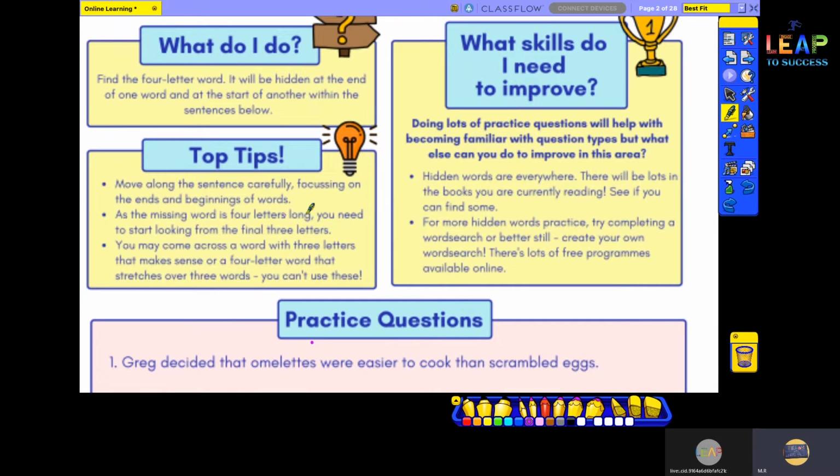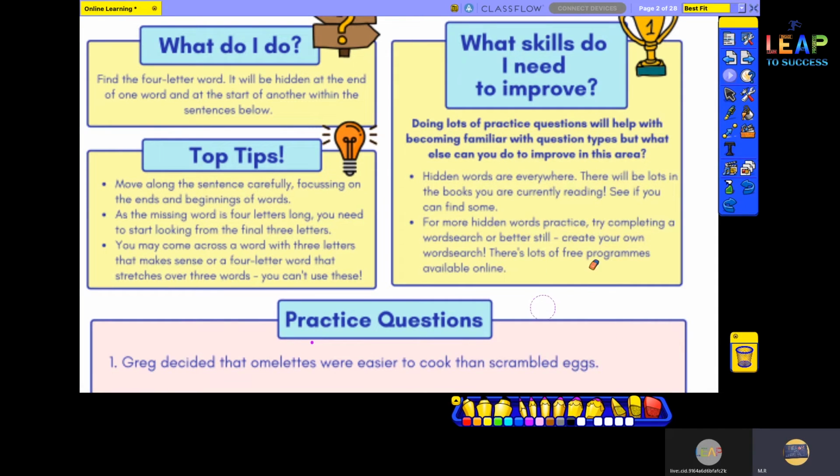As the missing word is four letters long, you need to start looking for the final three letters. Yep, we've already gone through that. You may come across a word with three letters that makes sense, or a four-letter word that stretches over three words. You cannot use them. All right. So what they're trying to say is that you could be in a situation like here, where you've got one there, you've got two there, and you've got one there, and that could make a word. In this case, it doesn't. But in other examples, it could make a word, but you cannot use them because they only want you to find the four-letter word over two words. So you cannot use three different words.